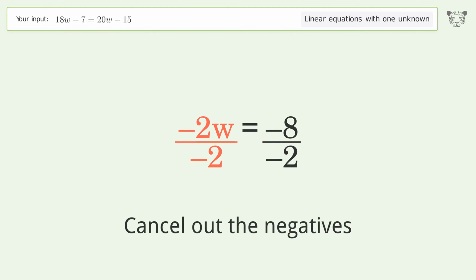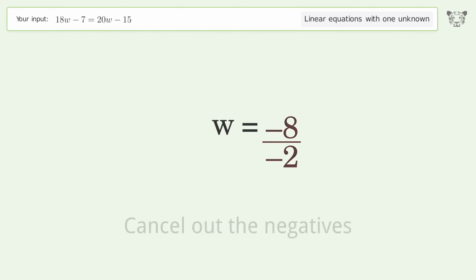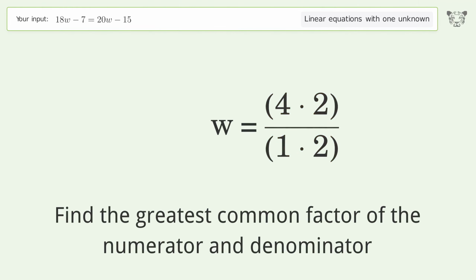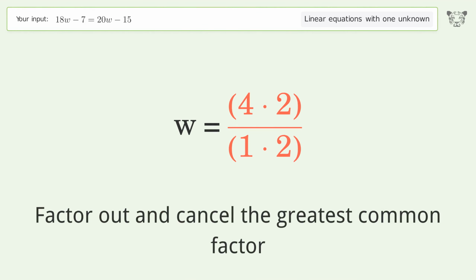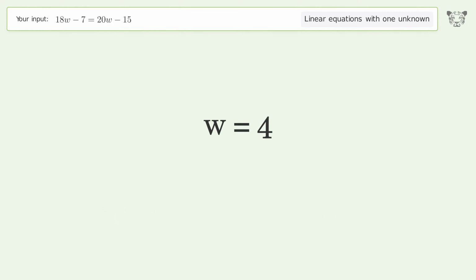Cancel out the negatives. Simplify the fraction. Cancel out the negatives. Find the greatest common factor of the numerator and denominator. Factor out and cancel the greatest common factor. And so the final result is w equals 4.